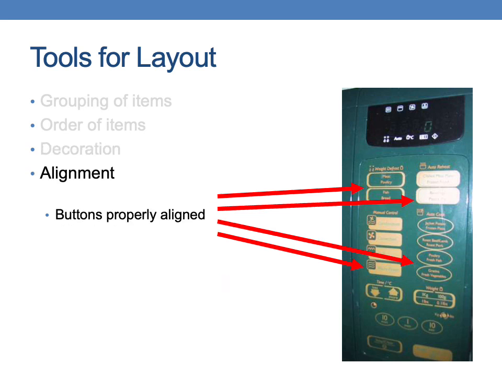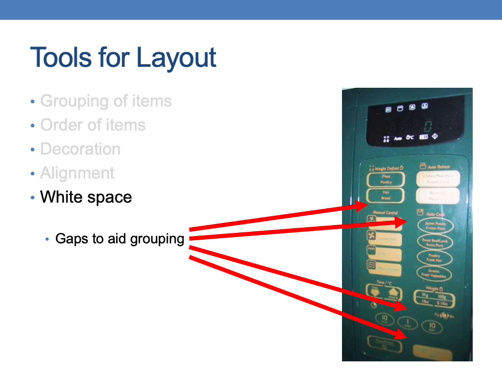Alignment. The different groups of buttons are aligned properly, with no zigzag pattern or the like that may disrupt the flow of the user. The use of white space or gaps also aids in grouping. Buttons that are related have little to no gaps, and if it's a separate group, a gap is used to aid that grouping. That's it for tools for layout.